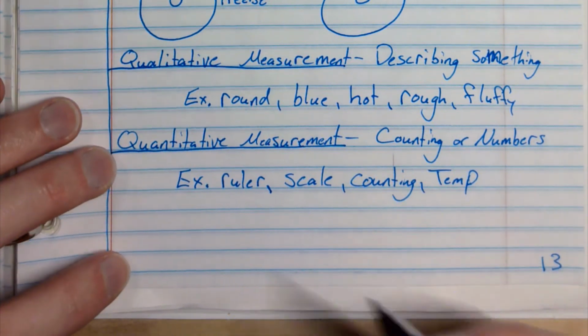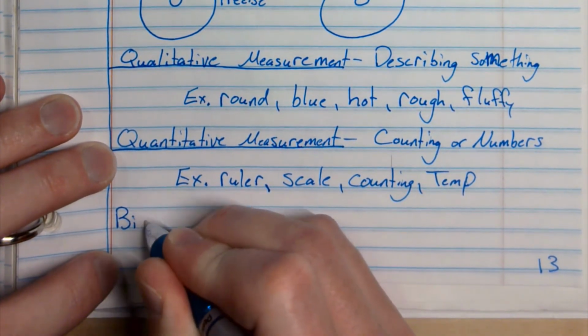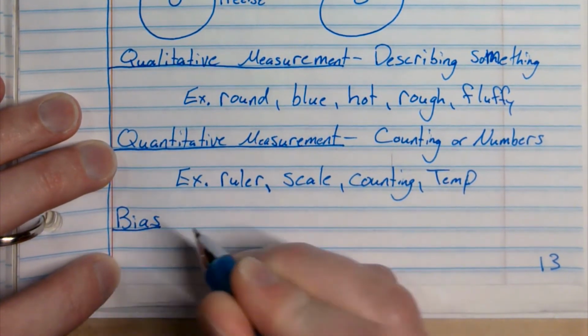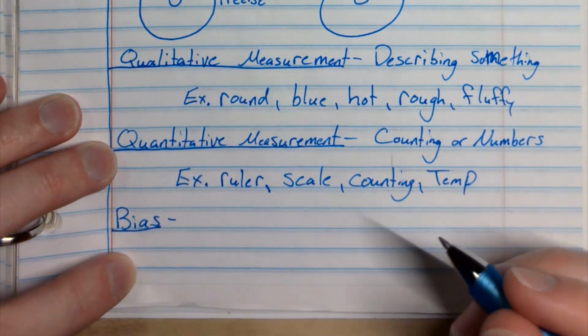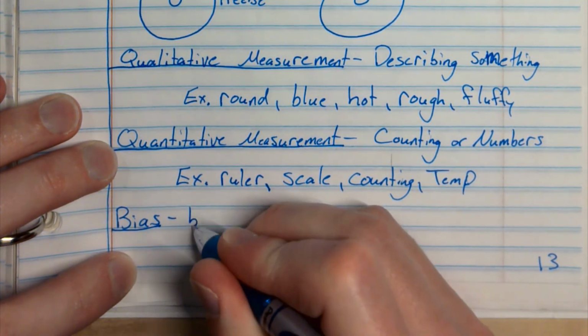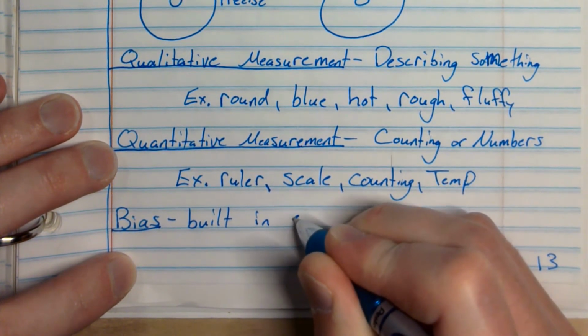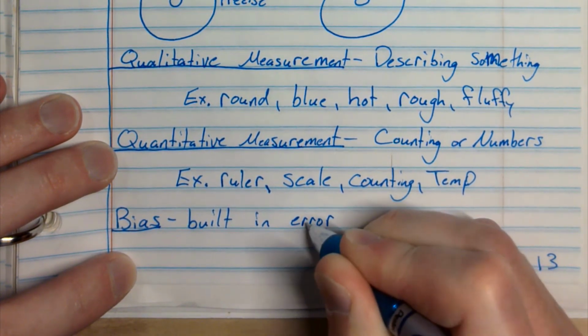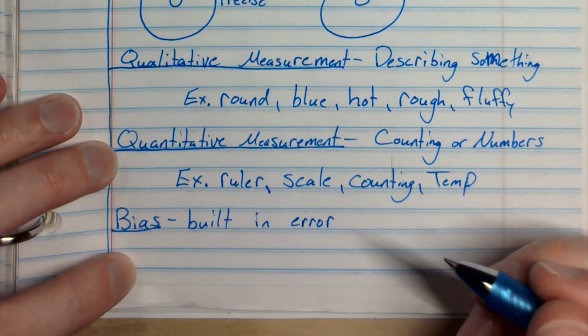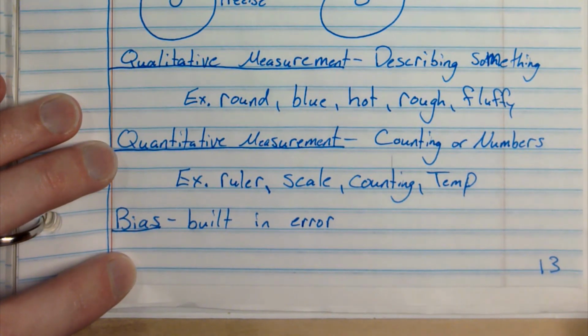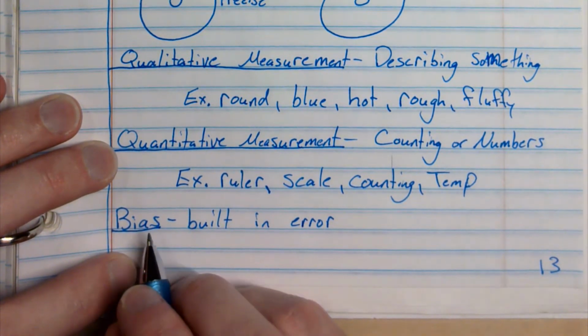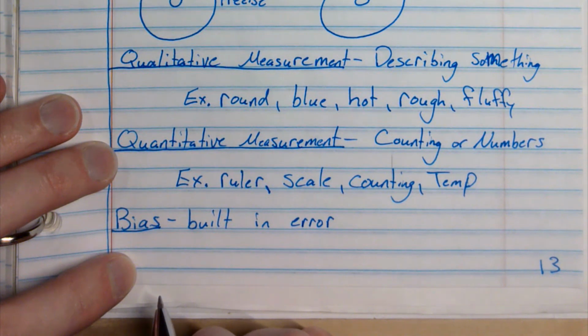So let's write down bias, underlined, and that is built-in error. I feel like that is probably a good enough explanation or definition for this one.